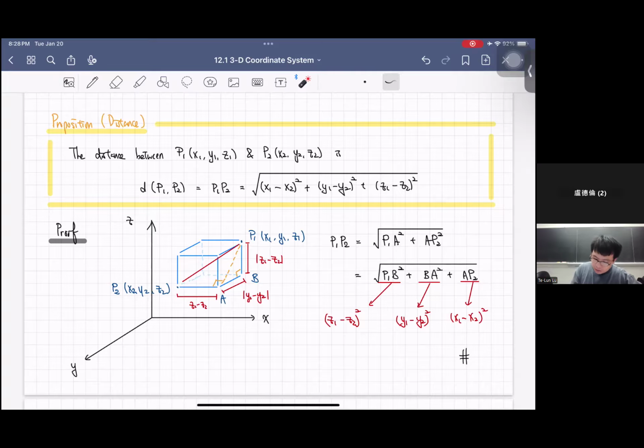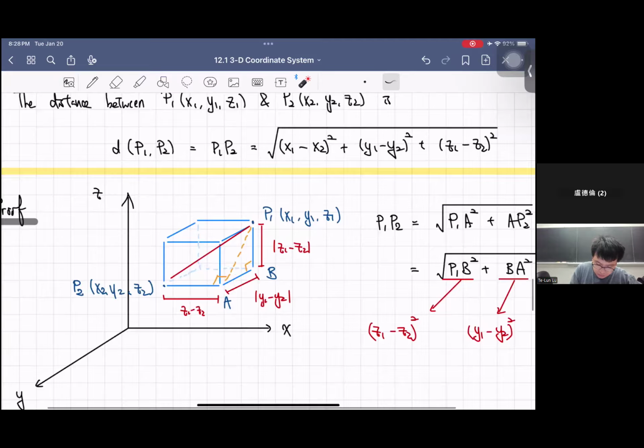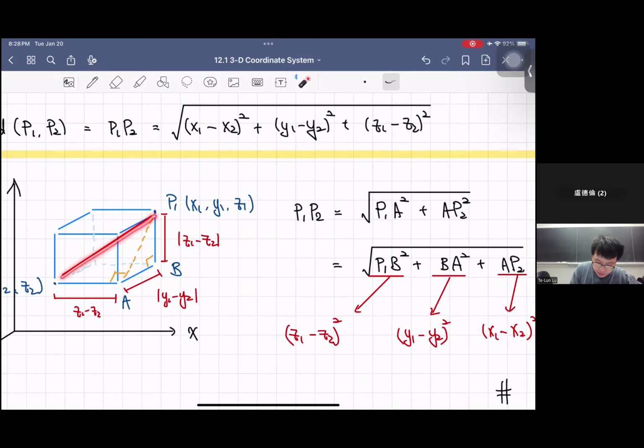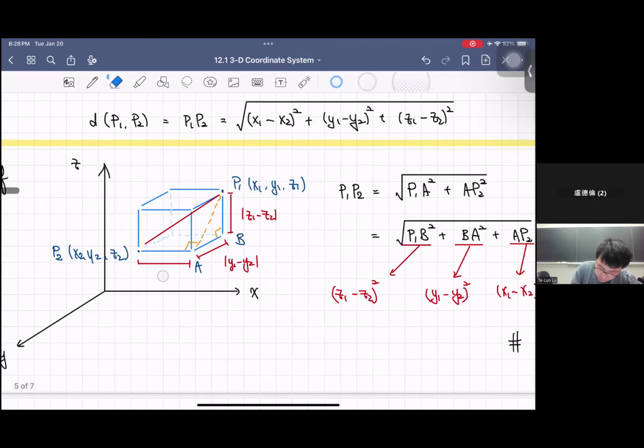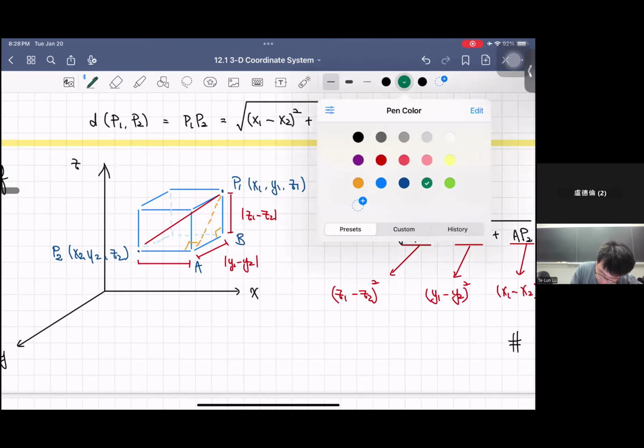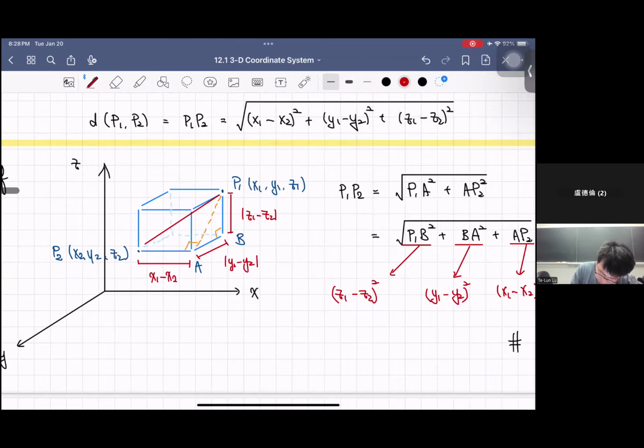Okay. So you see that P1 here is (x1, y1, z1), and P2 here is (x2, y2, z2). We want to compute the distance of this red line, and you can do that with this formula. First of all, this can be considered as the hypotenuse of this right triangle, right? Where this part, the horizontal distance, is P2A, given by, I made a typo here, this should be x1 minus x2. Right, so that's the horizontal distance.